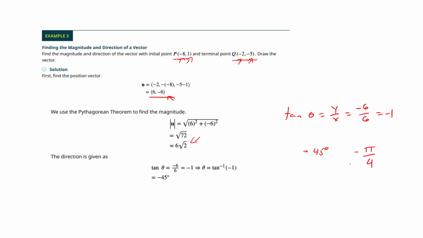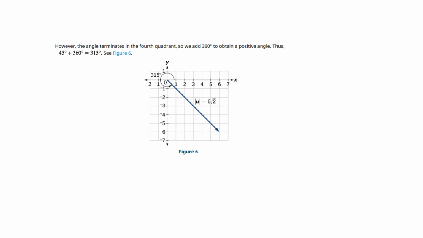We knew this before, but now we don't want a negative angle here. We know that this point, (6, -6), is in quadrant 4. So instead of negative 45, I'm just going to spin all the way around and make it 360. Or we could have done it in radians, but I'll just leave it as degrees. So we spin all the way around and get a positive angle of 315.